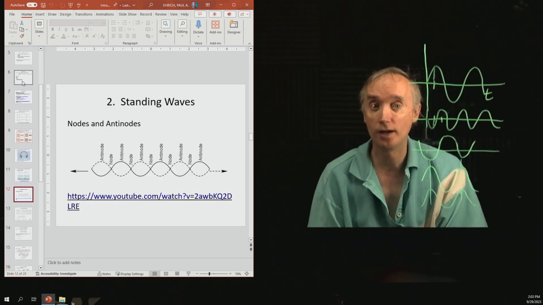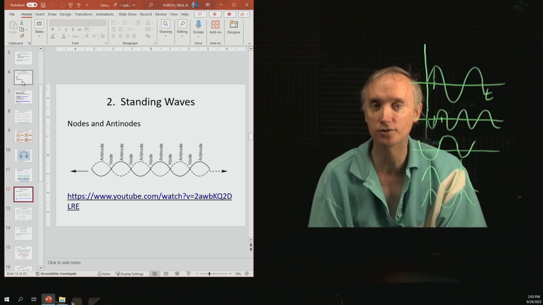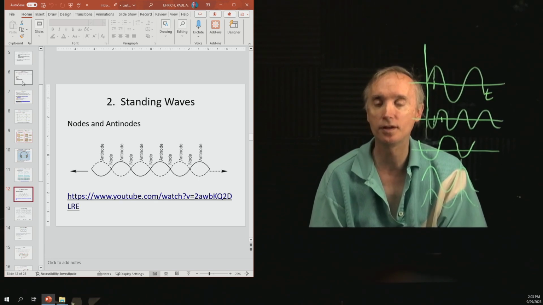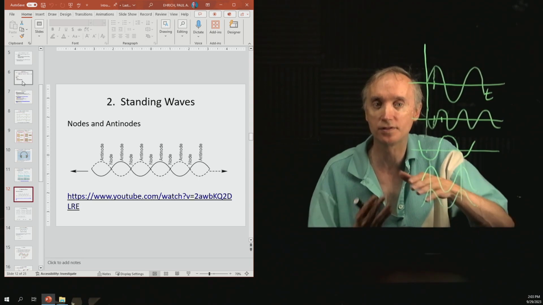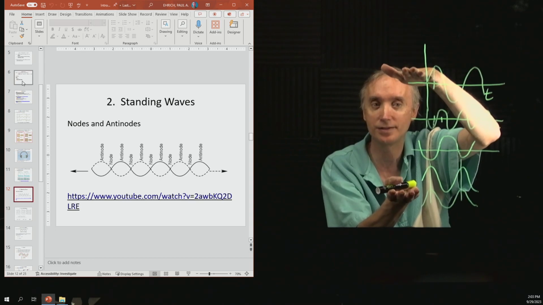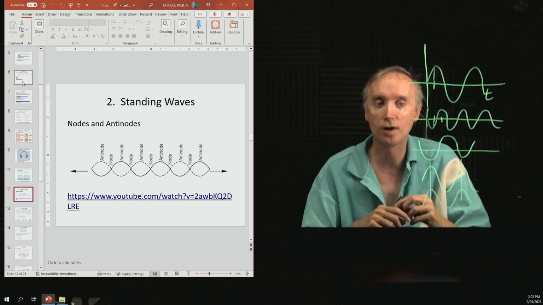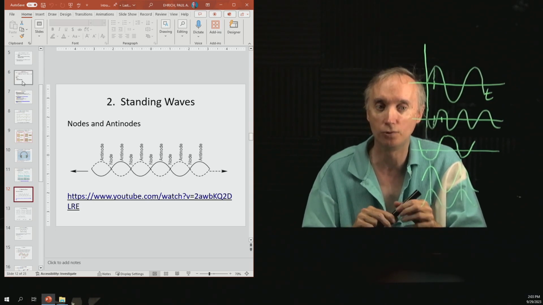Okay, standing waves, yes. There are going to be some bonus questions about standing waves. One thing about a standing wave is it has nodes and antinodes. Where the standing wave has its maximum amplitude, that's an antinode, and where it has minimum amplitude, that's a node.